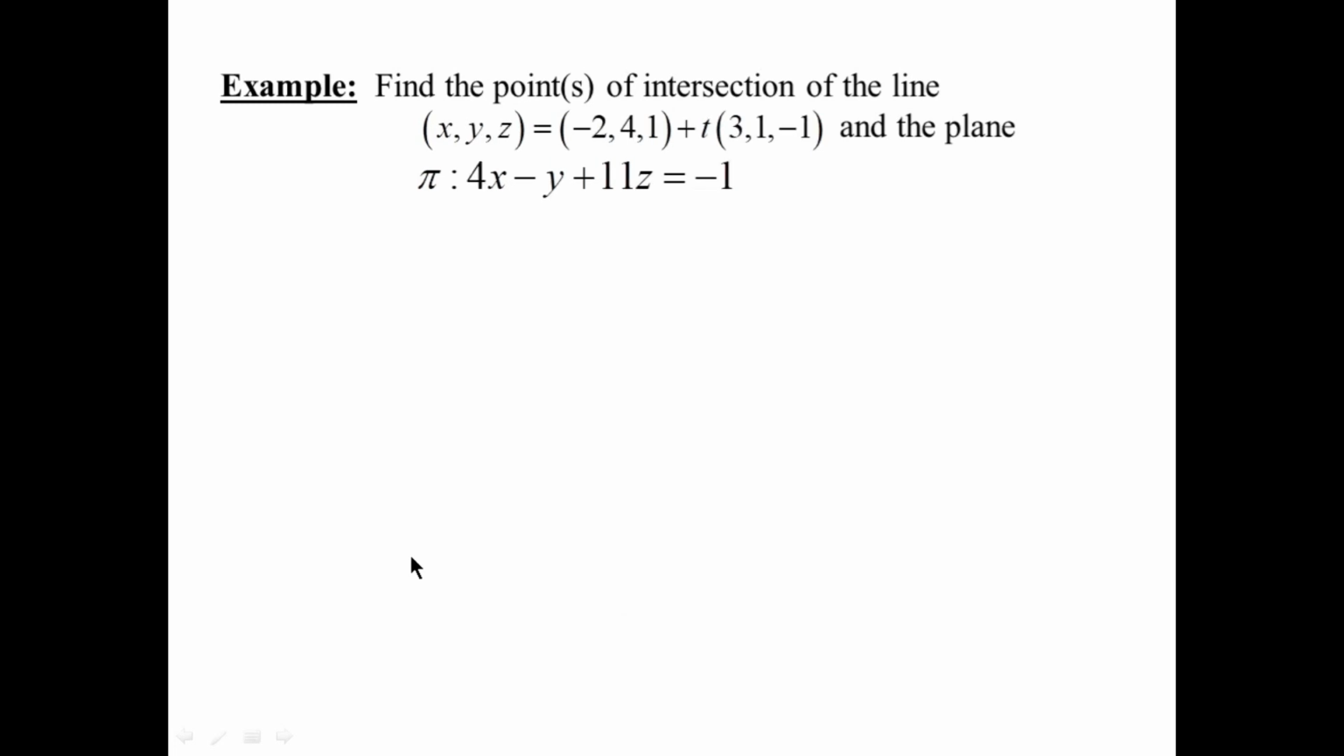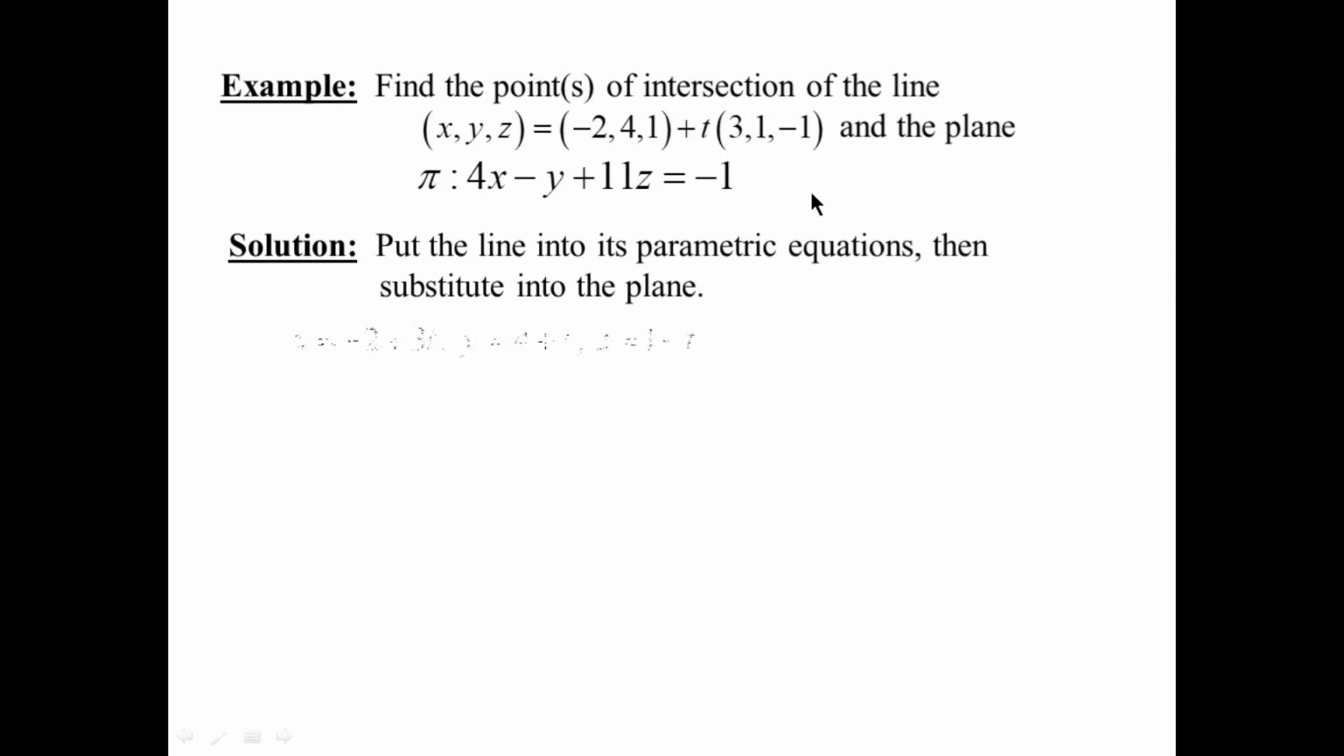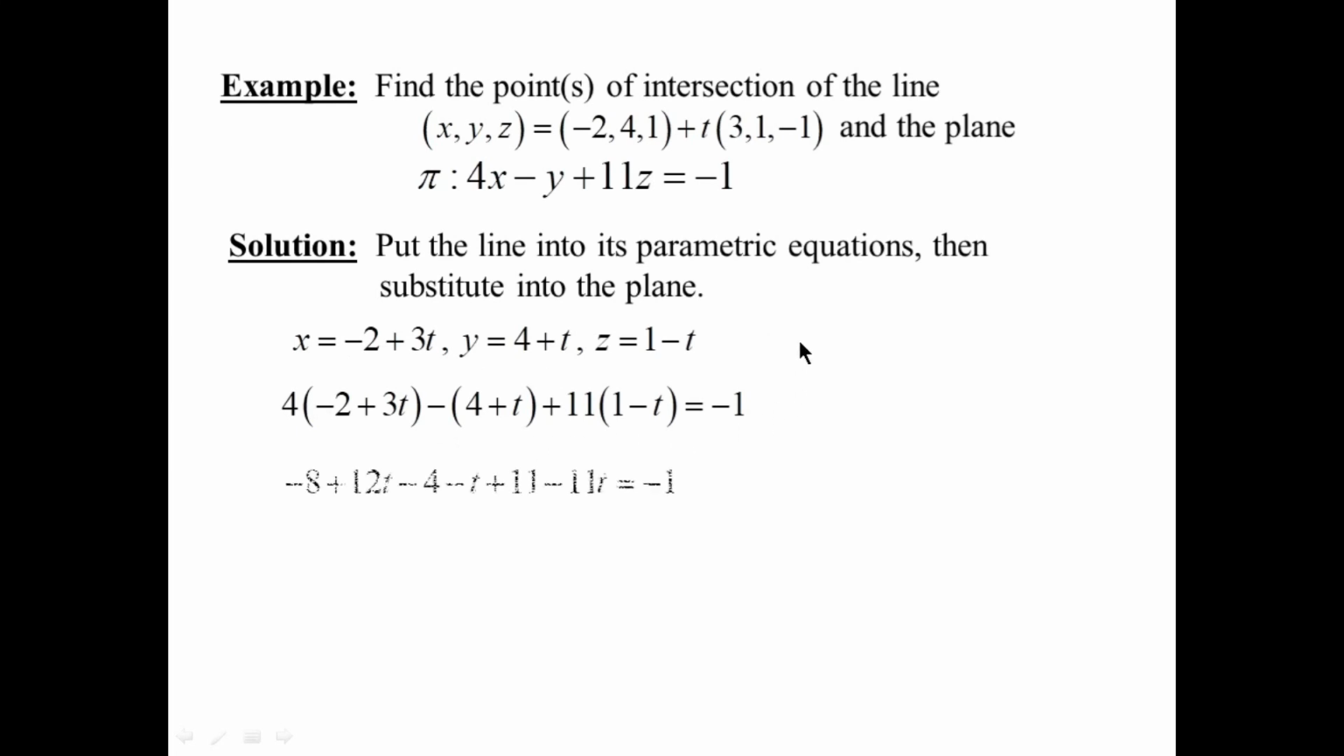One more time. Find the point of intersection of a line with a plane. A line and a plane. Solution, turn it into its parametric equations. X equals -2 plus 3t, y equals 4 plus t, z equals 1 minus t. Plug them into the plane, single equation, linear equation, one variable. The math is simple. Multiply it out, collect like terms.